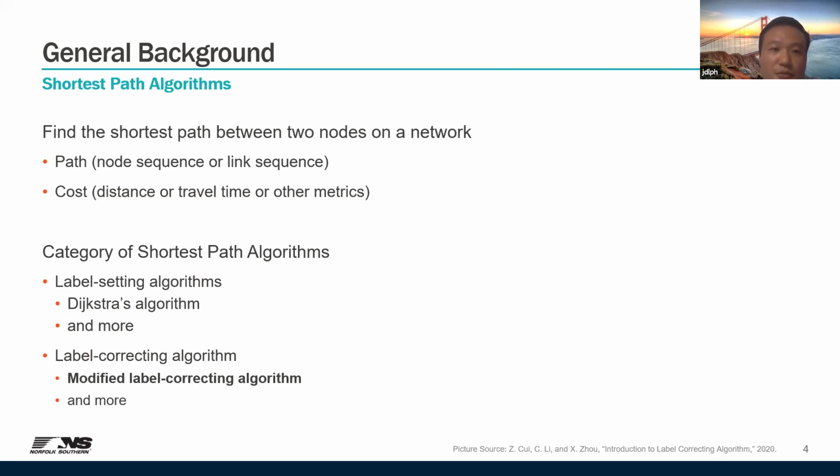And we have two main categories of shortest path algorithms in terms of how we deal with the distance label. The first category is label setting algorithms, and among many of them, Dijkstra is the famous one, I guess. You may have heard of or used it. Okay. And the other category is called label correcting algorithms, and it has many variants. And today we are going to focus on one of them, which is the modified label correcting algorithm. Okay.